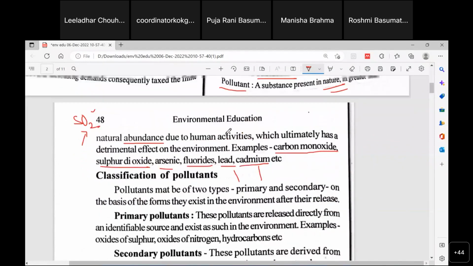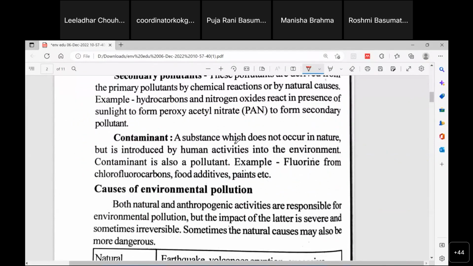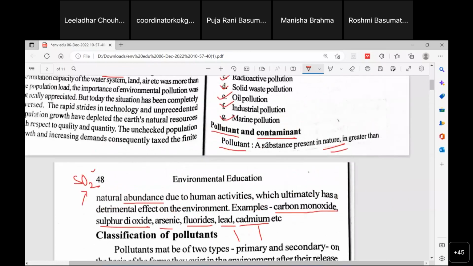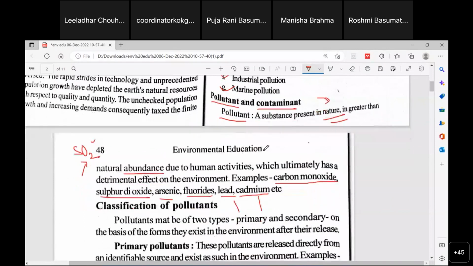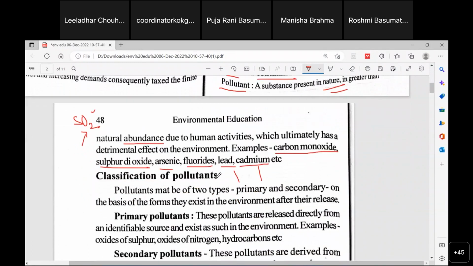So that way, what is a contaminant then? A substance which does not occur in nature but is introduced by human activities into the environment. A contaminant is also a pollutant. So fluorine from chlorofluorocarbons, food additives, paints, etc. is an example of a contaminant. A contaminant does not occur in nature, and you see a pollutant is something which is present in nature. So carbon monoxide, sulfur dioxide are already present in nature. Arsenic and fluorides, to some extent, are also present in nature.